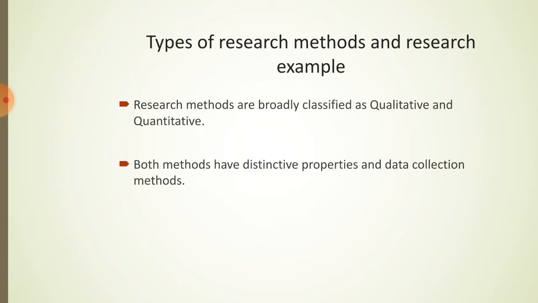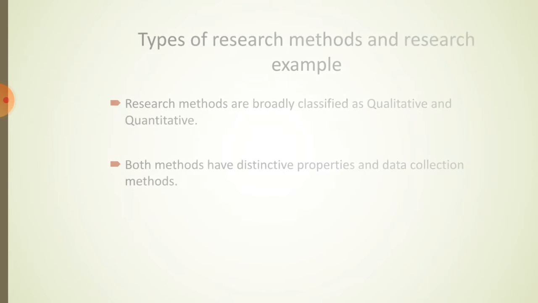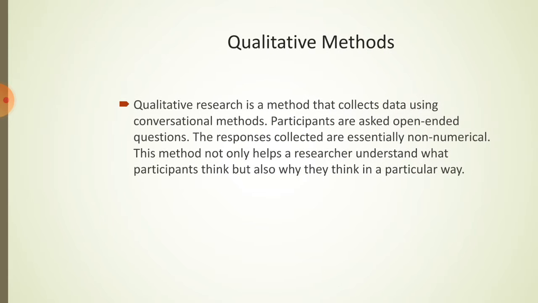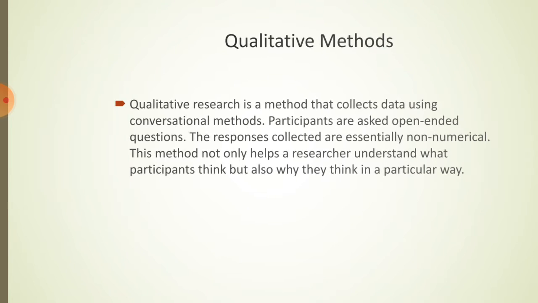Types of research methods and research example. Research methods are broadly classified as qualitative and quantitative. Both methods have distinctive properties and data collection methods. Qualitative methods. Qualitative research is a method that collects data using conversational methods. Participants are asked open-ended questions. The responses collected are essentially non-numerical. This method not only helps a researcher understand what participants think but also why they think in a particular way.